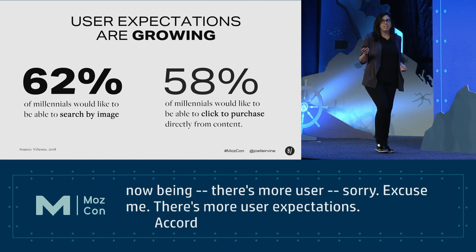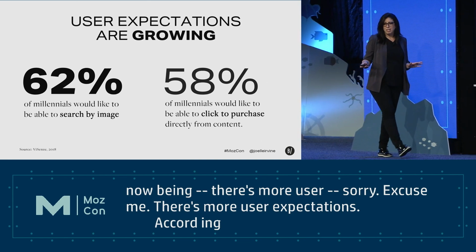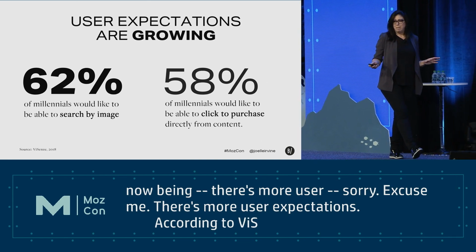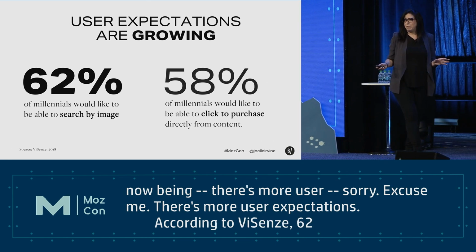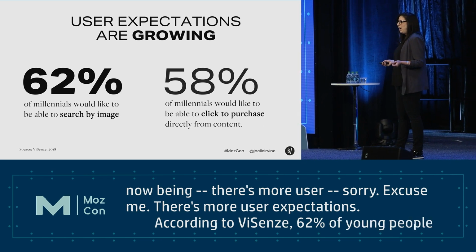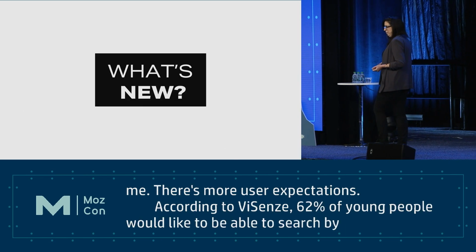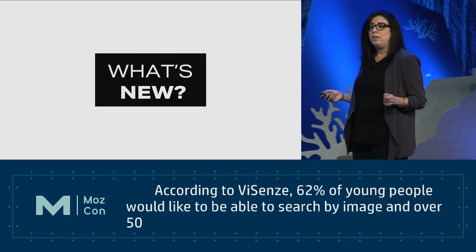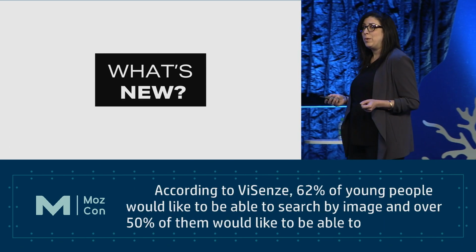According to Vicens, 62% of the young people would like to be able to search by image, and 58% of them would like to be able to click directly to make a purchase. Things are moving really, really fast, so we're going to dig into what's new.